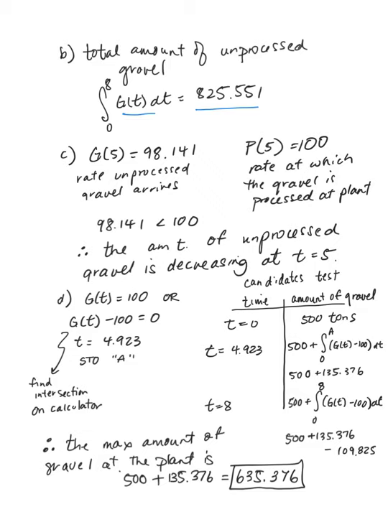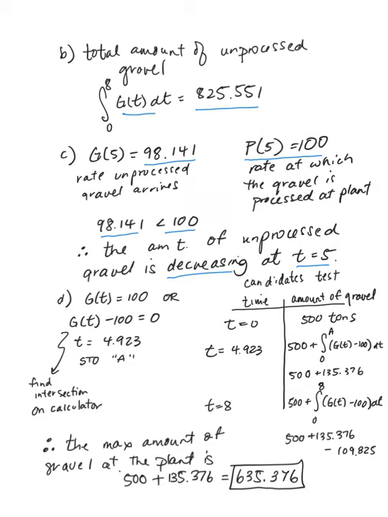Part C is asking whether the amount of unprocessed gravel at the plant is increasing or decreasing at t equal to 5. So G of 5, the rate at which the unprocessed gravel arrives, is 98.141. The rate at which the gravel is processed is constant at 100 tons per hour. So since 98.141 is less than 100, we know that the amount of unprocessed gravel is decreasing at t equal to 5.